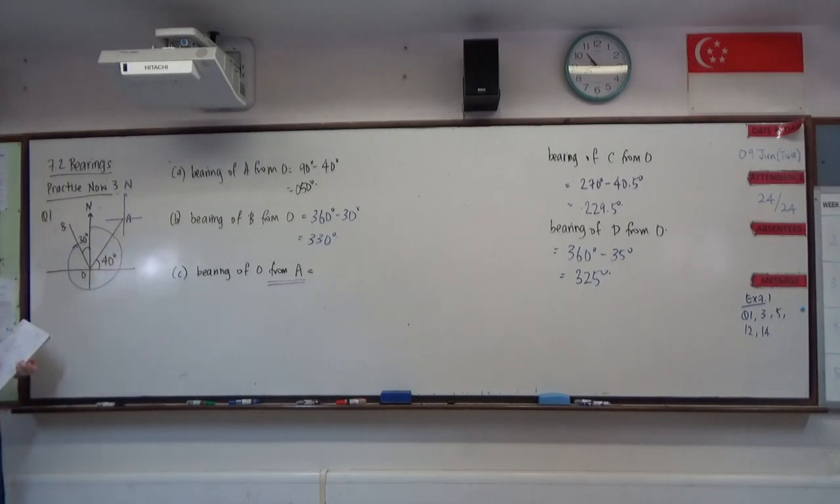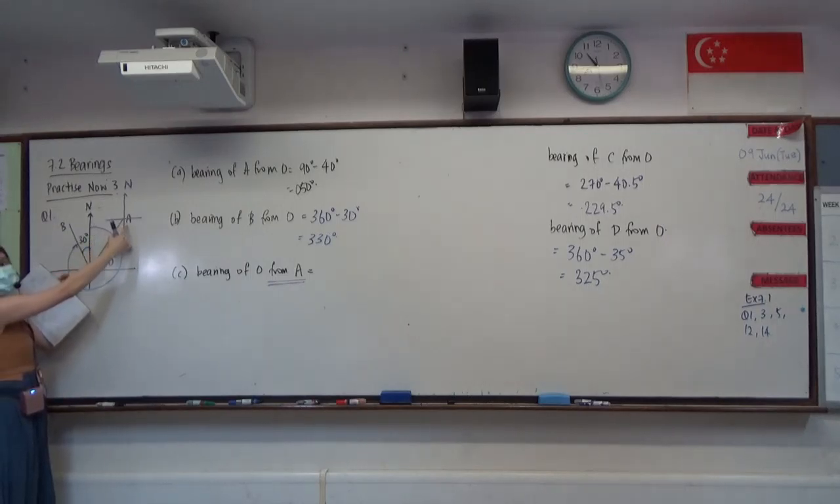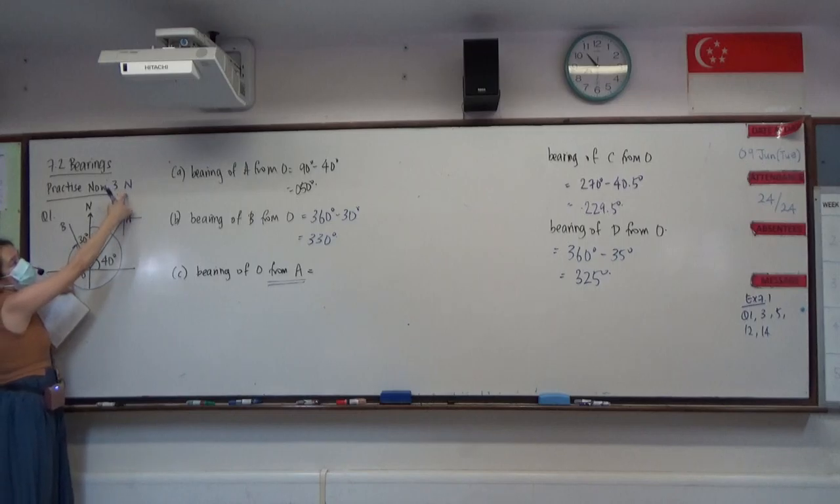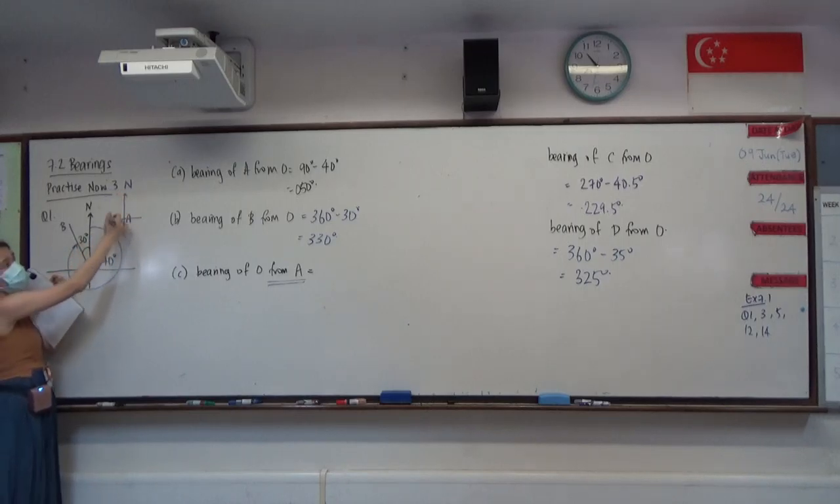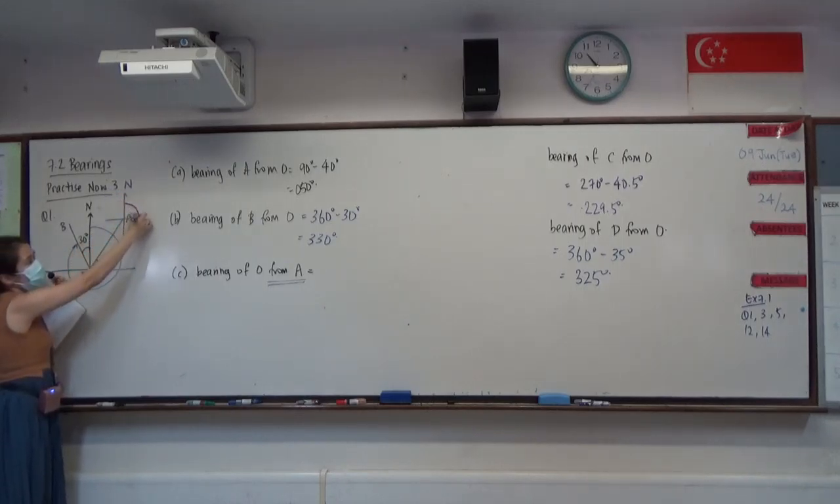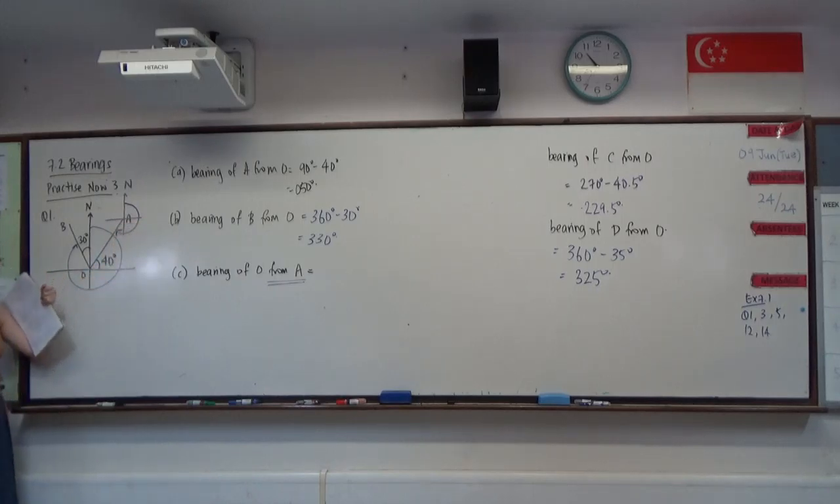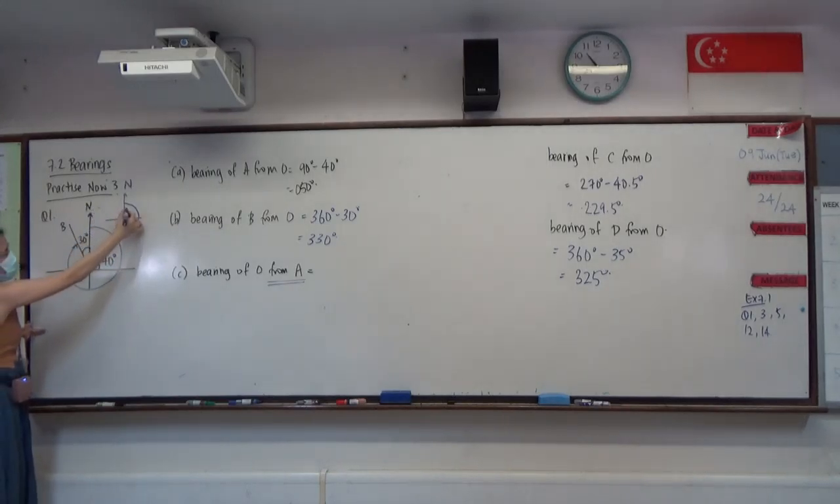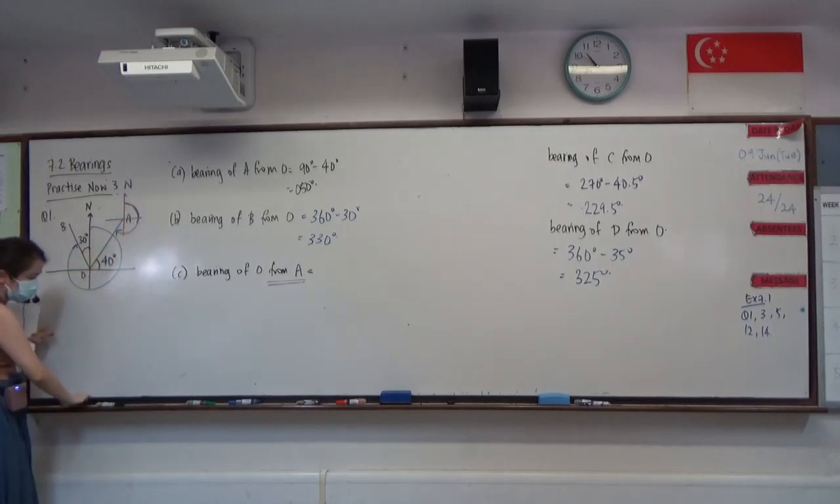A. Okay, so now we want to find the bearing of O from A. So O is over here, A is here. So we are now going to start from the north line at A itself. So starting from here, going all the way to here. Okay, so that is actually the angle that we want in this question. Alright, so now that we want to find the bearing of O from A, we know that it's going to be this.